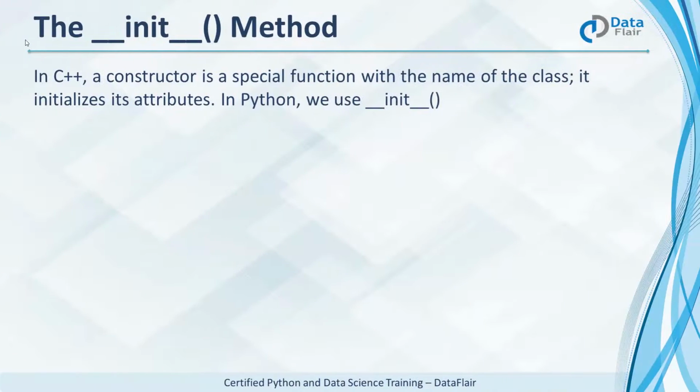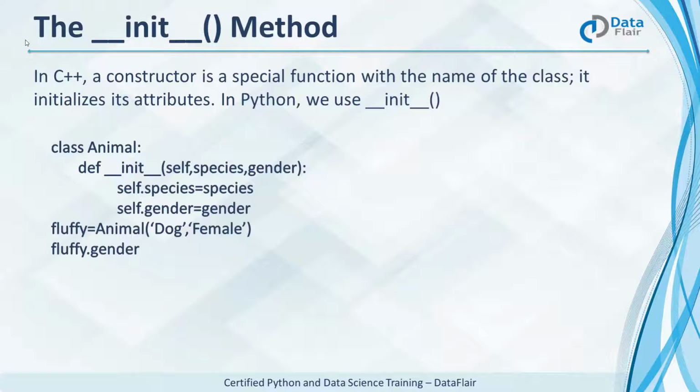Now in a language like C++, you have constructors. A constructor is a special function and shares its name with the class it belongs to. We use it to initialize its attributes. But in Python, we use the init method.